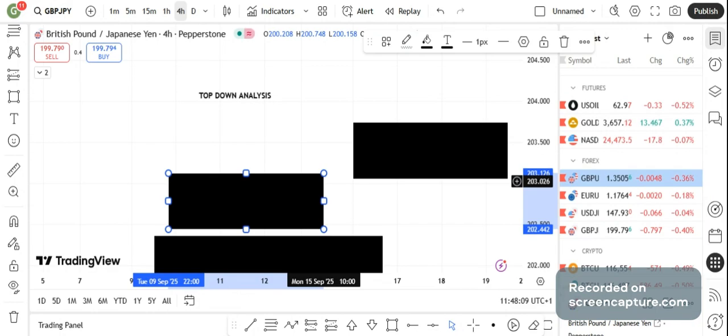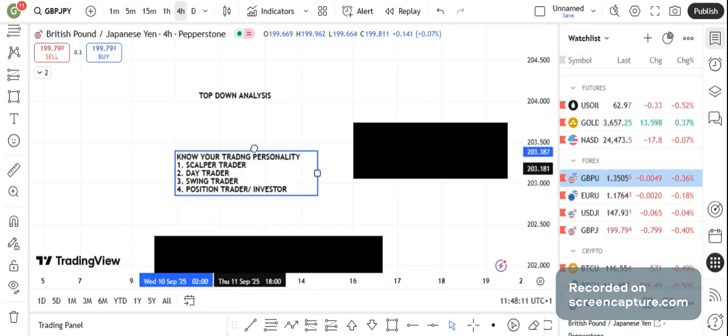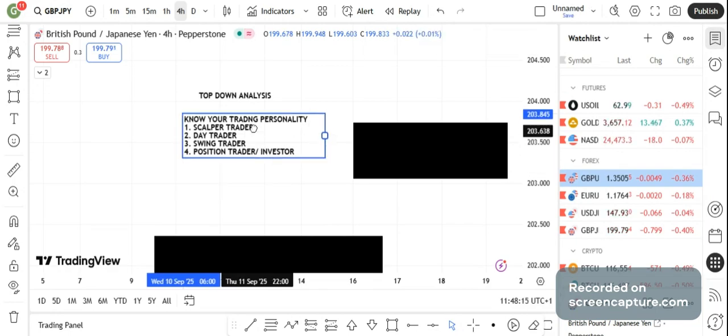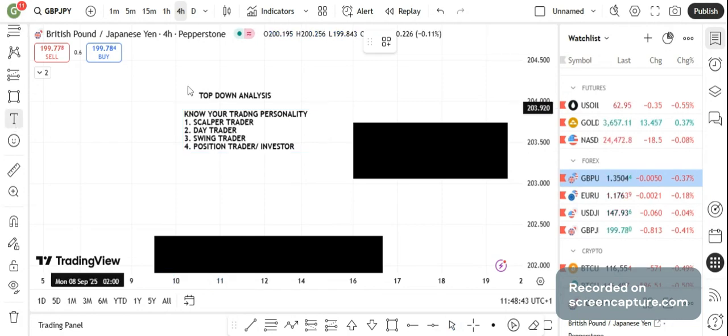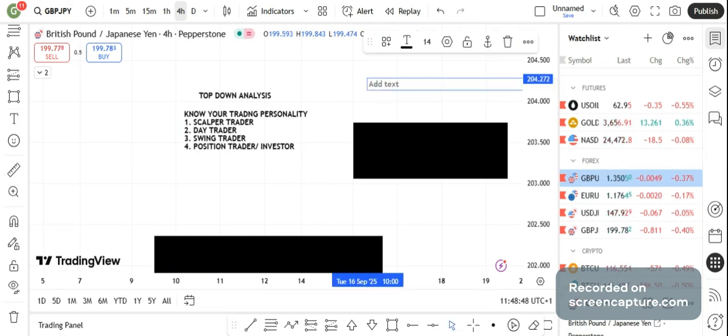Like I put here, number one, you have to know your trading personality, the type of trader you want to be, the type of person you want to be. Let me explain what a scalper is. Scalpers work on the lower time frame. Before you can analyze, make sure that to be able to do analysis, you start your analysis with three time frames.